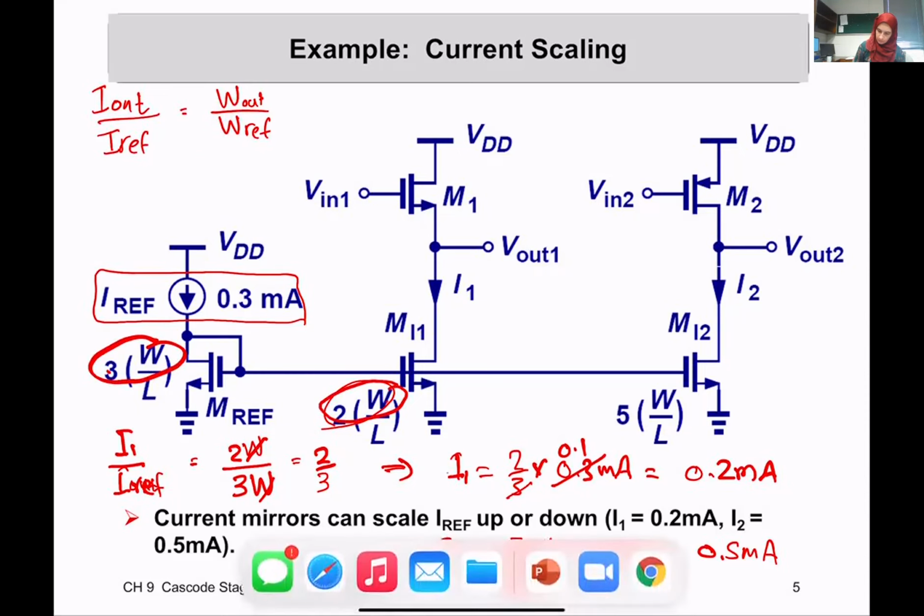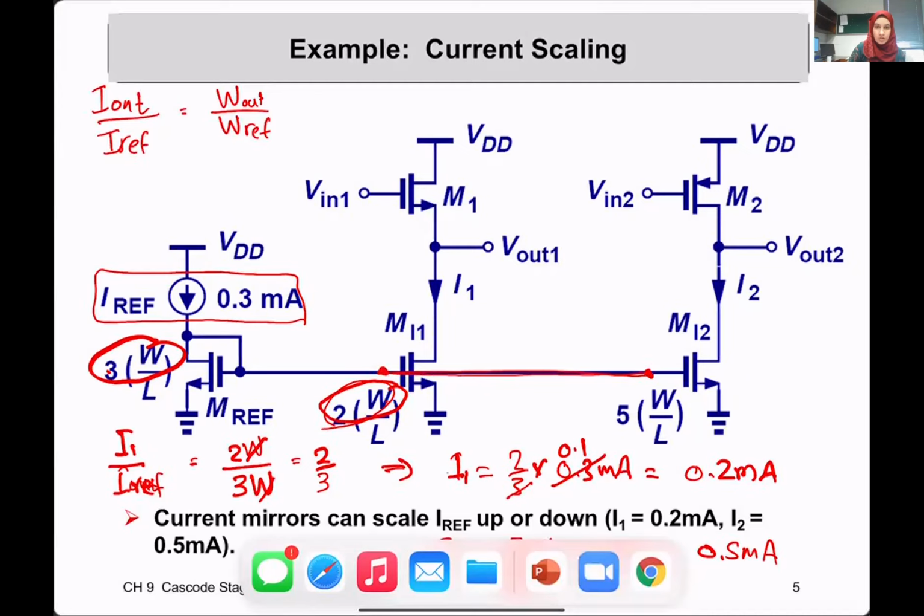And ma'am, how are M1, M2 and MREF connected? Basically, there is another connection here. The wire goes to the gate of M1 and also continues and goes to the gate of M2. Oh, okay. Thank you, ma'am. Yeah, so the wire is connected. You're welcome.